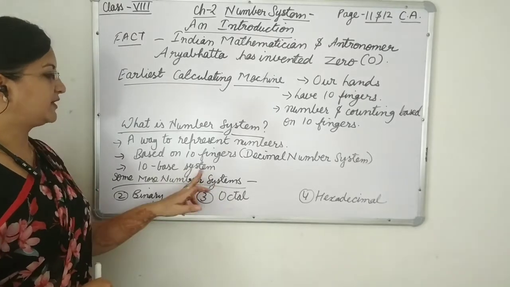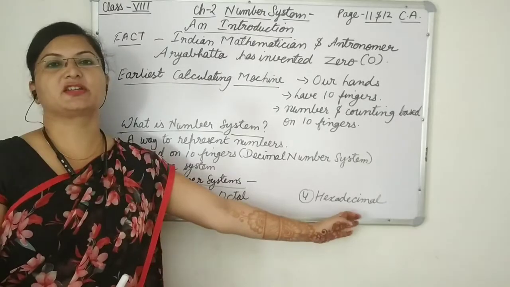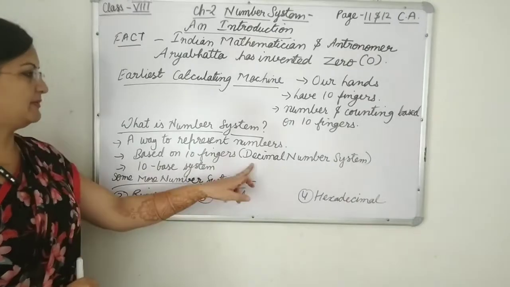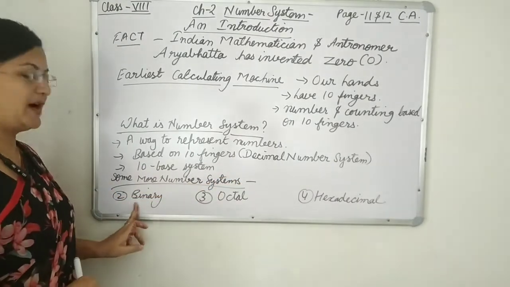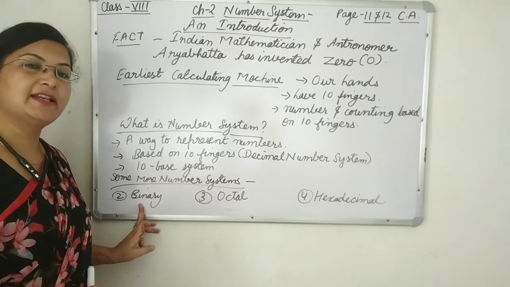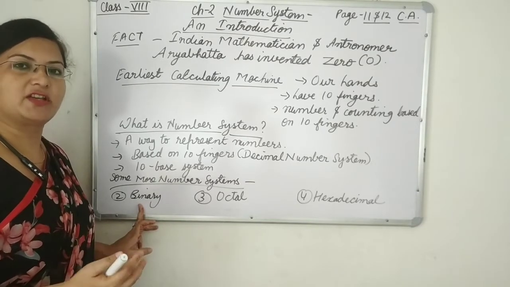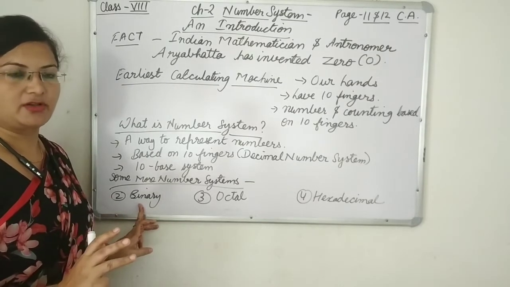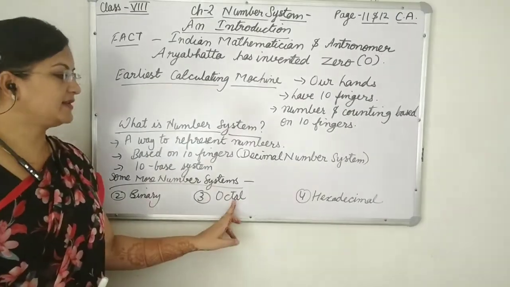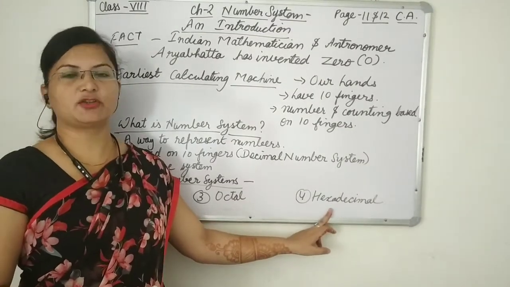Apart from the decimal number system, we have 3 more number systems in computer. They are the decimal number system first of all, then the binary number system. You are very much familiar with the binary number system. Binary numbers means 0 and 1. Any number represented in the form of 0 or 1 will be binary number system. That is the language that the computer understands. Apart from that, nowadays the octal number system is also there, and the hexadecimal number system is also there.